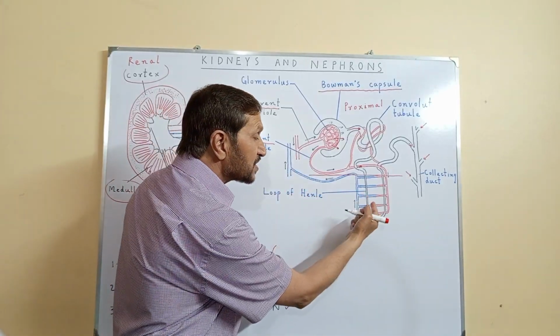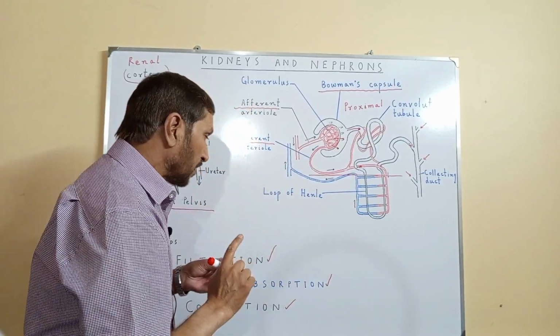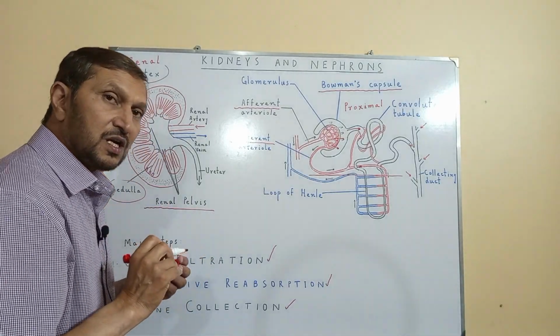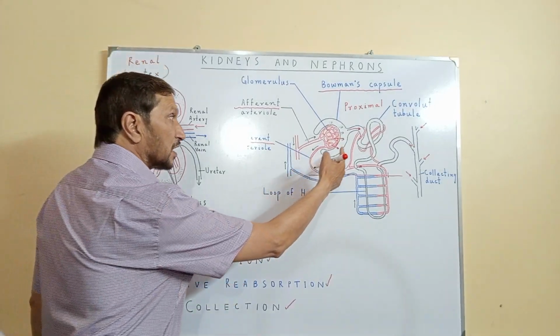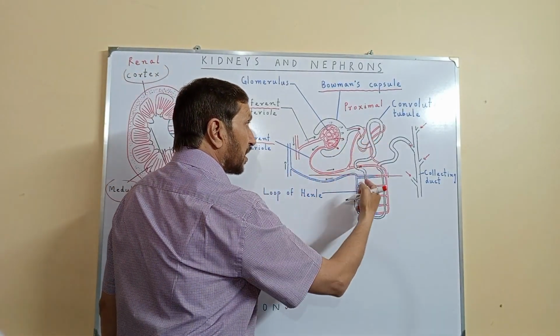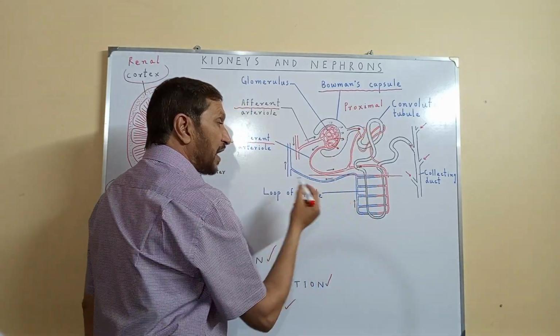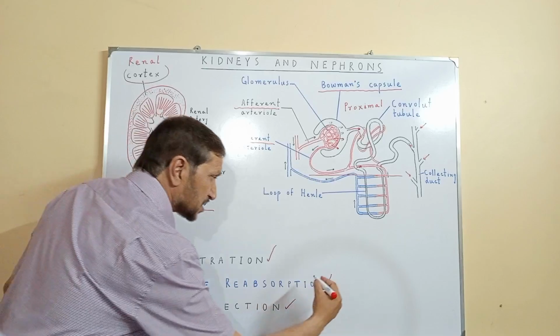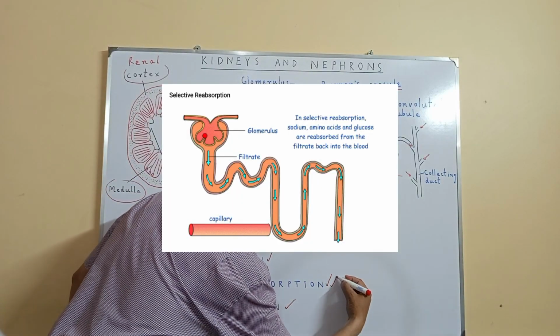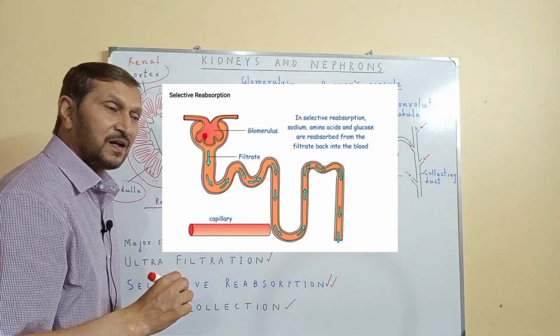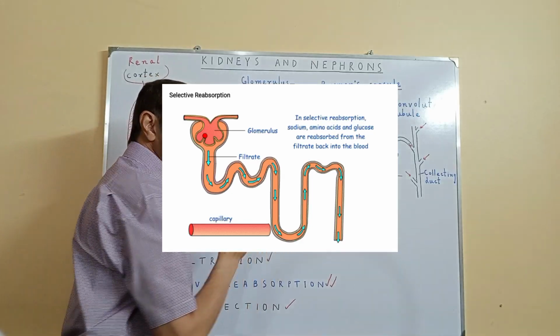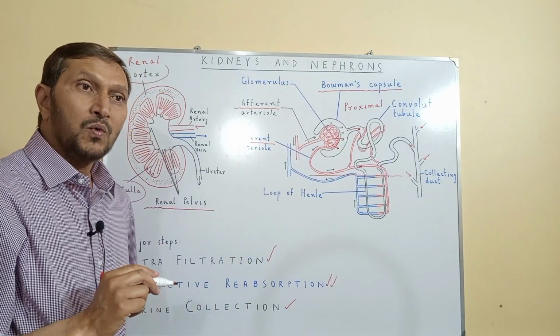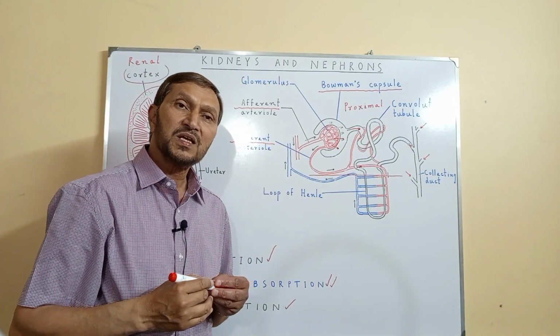So the blood capillaries are surrounding it. So what is taking place in this convoluted tubule, the proximal convoluted tubule and the loop of Henle? Remember, selective reabsorption is taking place in the loop of Henle and in the proximal convoluted tubule. Why is selective reabsorption taking place?